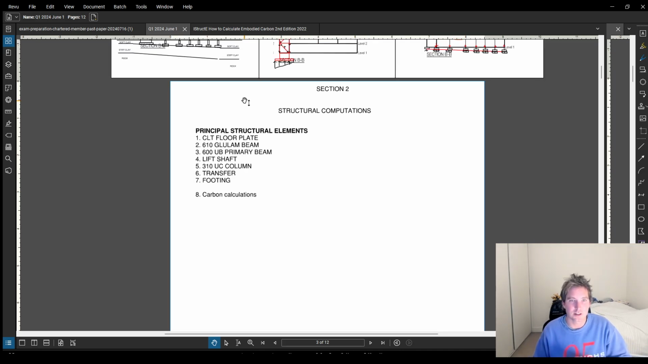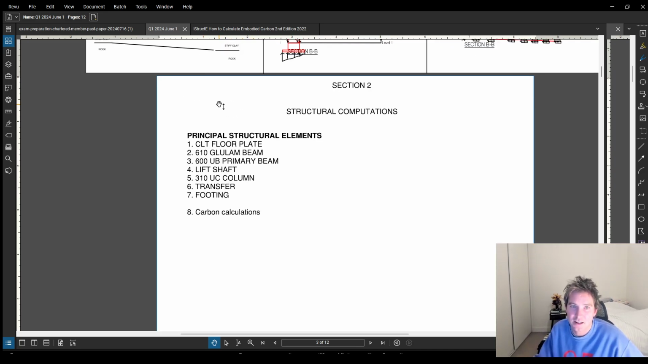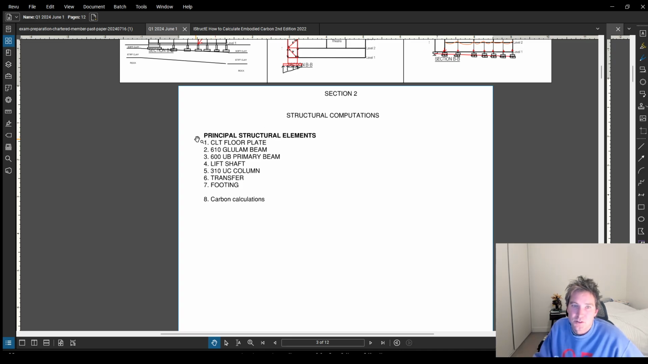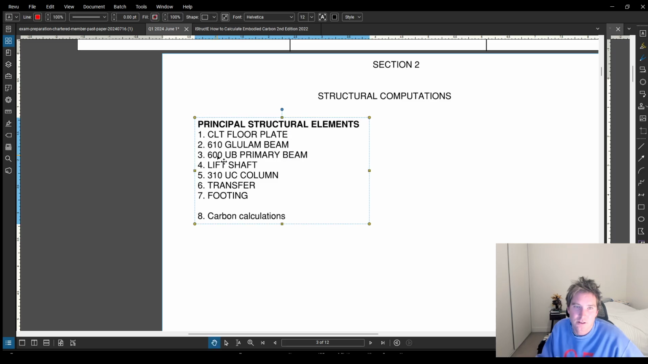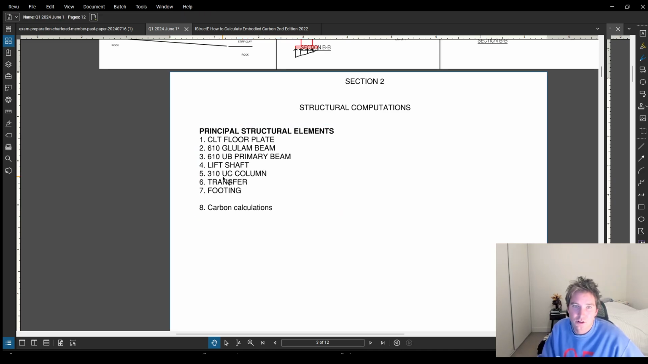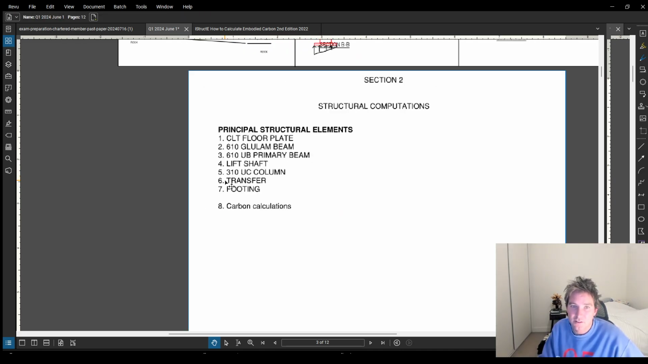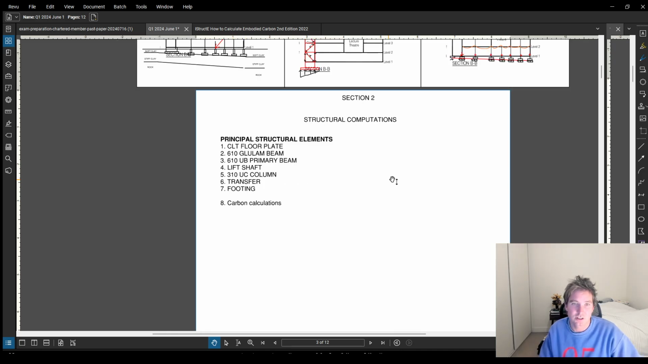Section 2 starts with structural calculations, and the first part is that we don't need to design everything. We're just going to pick the critical members. As you can see, I've identified my CLT floor plates, my secondary glulam beams, my primary beams, and a lift shaft. I don't know if a 600 UB even exists, I think it's a 610 UB. I've also got columns, identified a transfer and some footing calculations, and then, as the question requests, some embodied carbon calculations.